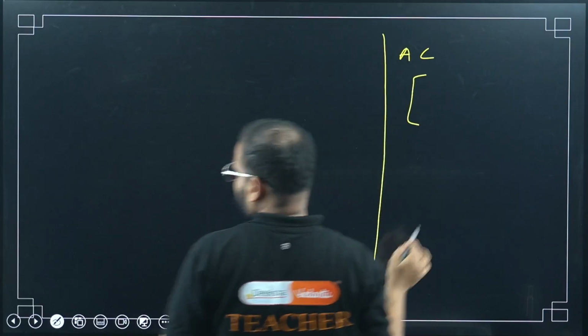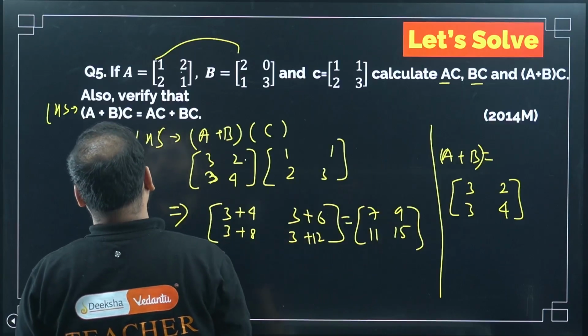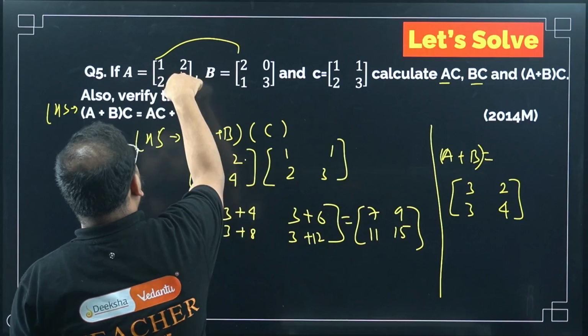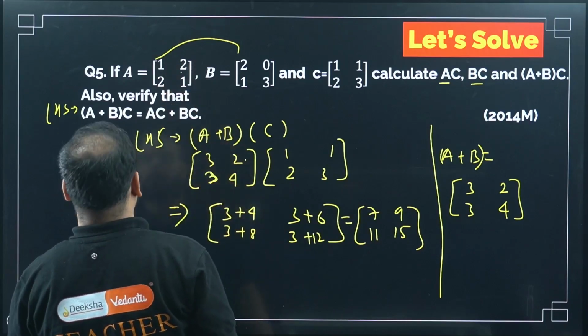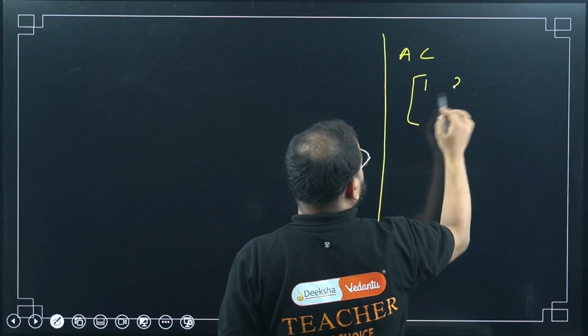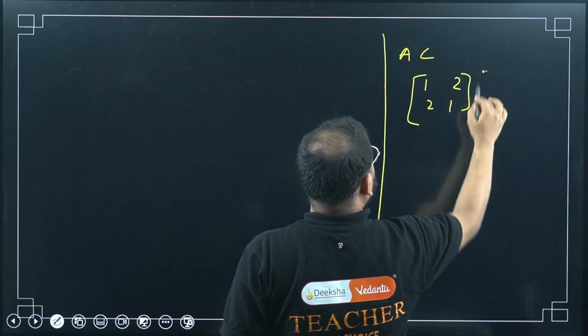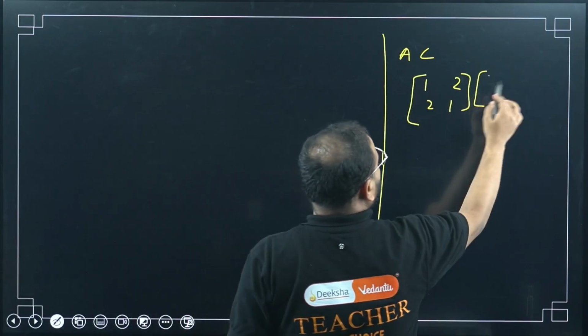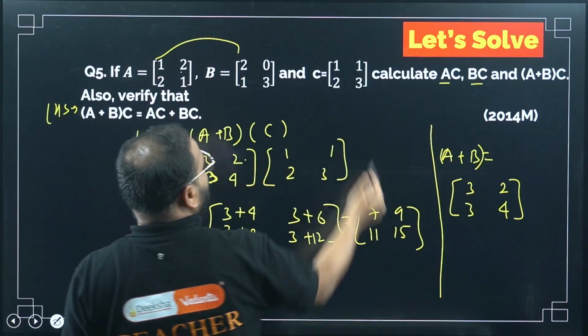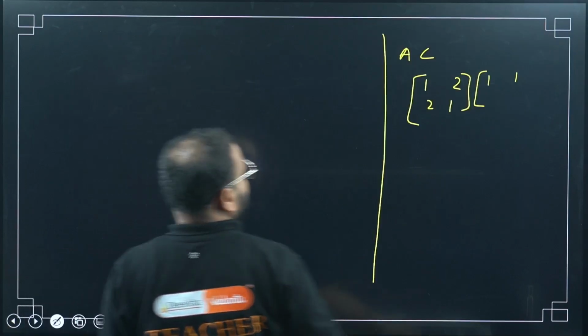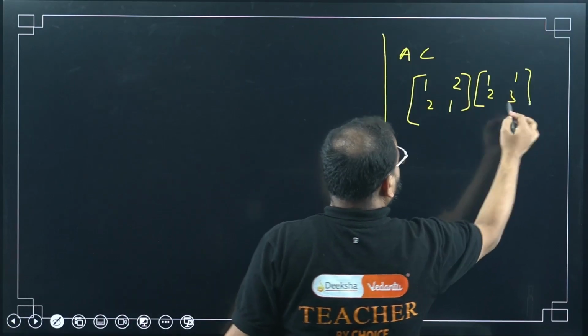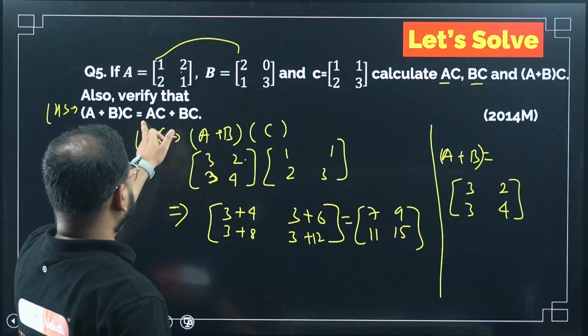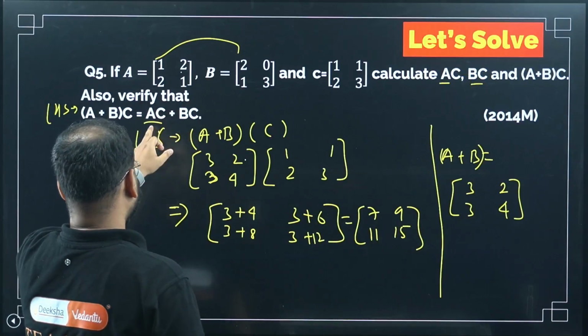What is my A? Matrix A looks like what? 1, 2, 2, 1. Symmetric matrix. Good. What about C? C is 1, 1, 2, 3. Now please check again. They are asking to do what? AC only. Okay.